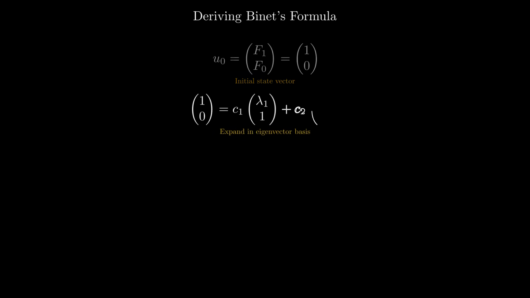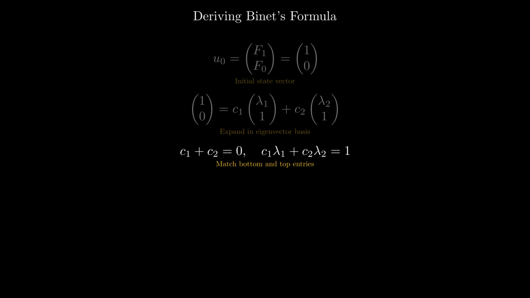Now we apply the general formula for powers of the matrix. Start with the initial vector u sub 0, which equals f1 on top and f0 on the bottom. That is 1, 0. Next, expand this vector in the eigenvector basis. 1, 0 equals c1 times the vector lambda 1, 1 plus c2 times the vector lambda 2, 1. Matching the bottom entries gives c1 plus c2 equals 0, and matching the top entries gives c1 lambda 1 plus c2 lambda 2 equals 1.